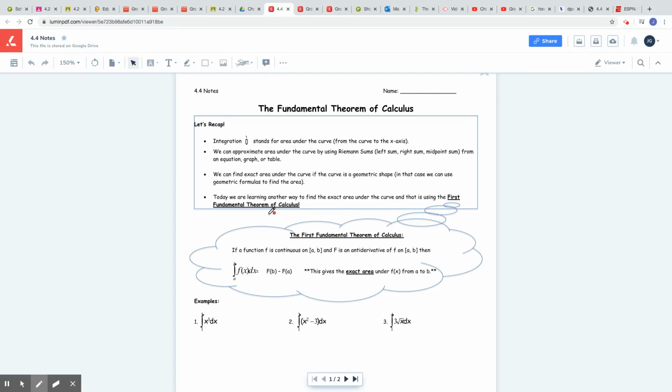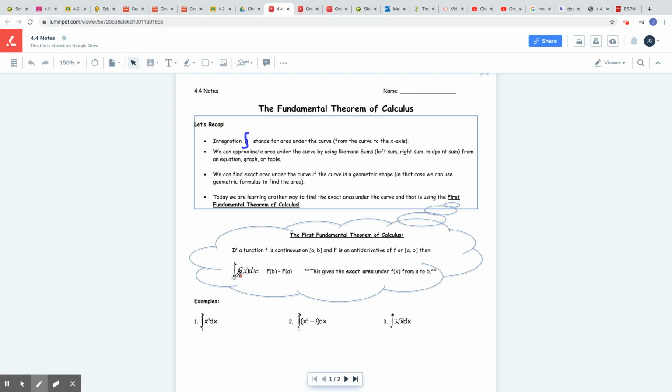Now, remember, integrals stand for area under the curve. This thing right here is supposed to be an integral sign. It just got messed up on the PDF, but whatever. So we know it stands for the area under the curve. Like I said, we did approximate area, and we did the exact area. Today we're going to learn another way to find the exact area besides just using geometry, and it's called the first fundamental theorem of calculus.